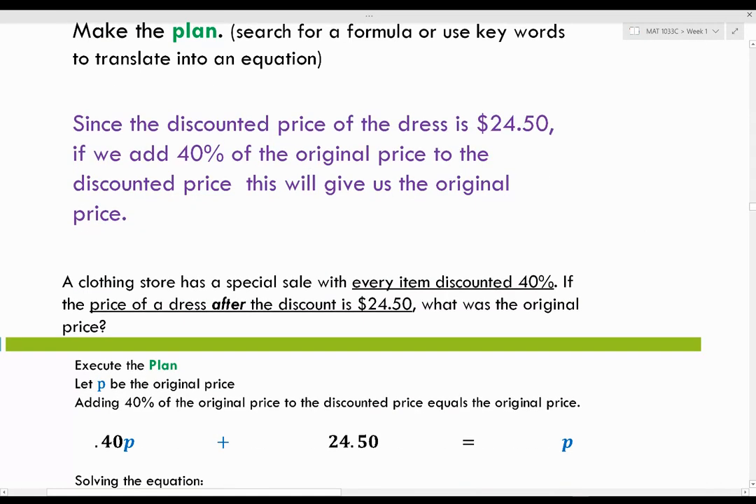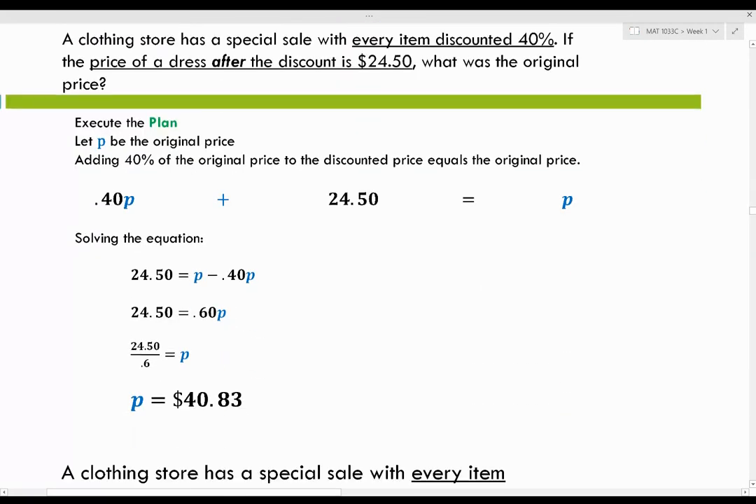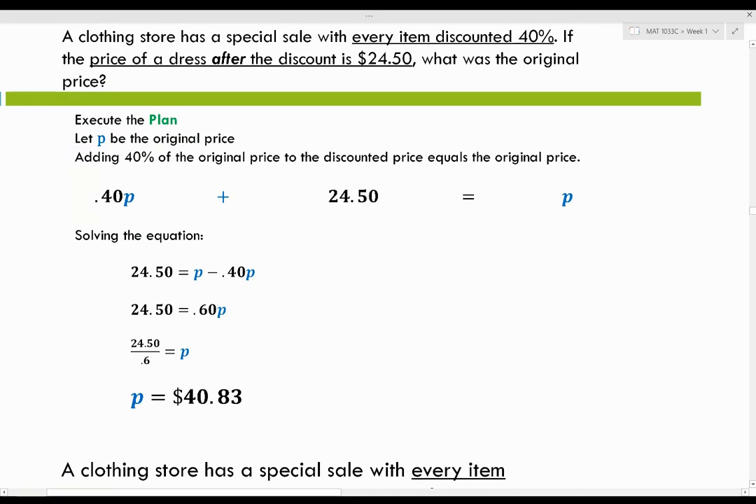So after we've articulated a plan, we're going to try to write that into an equation. Our plan said that the $24.50 is the price of the dress after the discount was applied. And we know that there was a 40% discount applied to the original price. Now, the important thing is that when you're dealing with percents, you always want to change them to decimals first. So this 40% in this equation, that's how we got 0.40, because we changed it to a decimal. Percent means out of 100, so 40% is 0.4 as a decimal. And then we let our variable P stand for the original price.